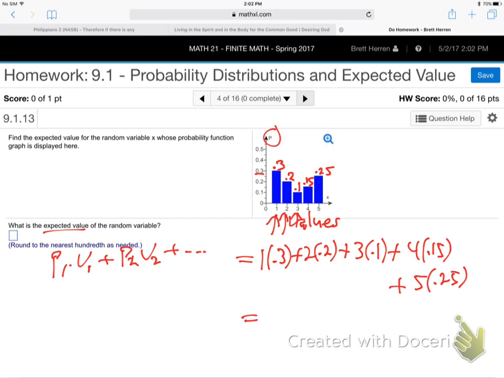Everybody see how I did that? Just took the values times the probabilities. Oh, is that what it is? Yep. Good. All right, thank you. 2.85. That's the average value we can expect. That good? So expected value is simply just probability times value, just add them up.